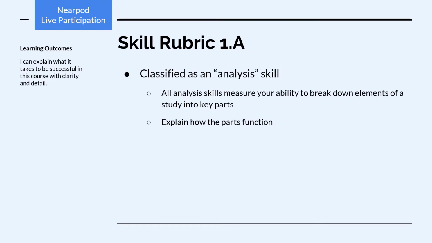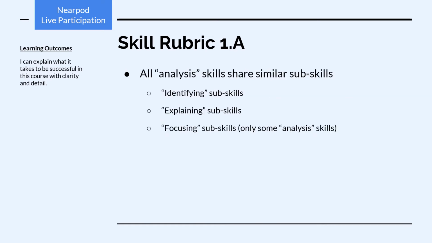All analysis skills measure your ability to break down elements of a study into key parts and explain how those parts function. Because the basic process of analysis is the same no matter what you're studying, all analysis skills share similar subskills. You will see identifying subskills, which measure your ability to identify parts, and explaining subskills, which measure your ability to explain how those parts work together. In some analysis skills, you will also see a focusing subskill, which will measure how well you're able to focus on the most relevant parts.